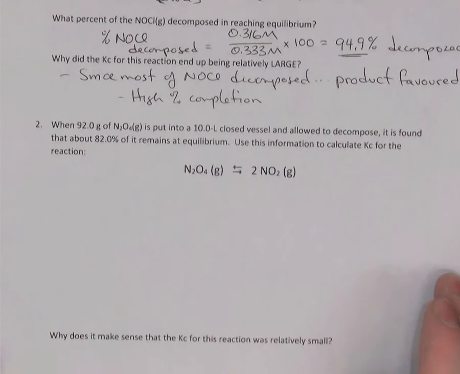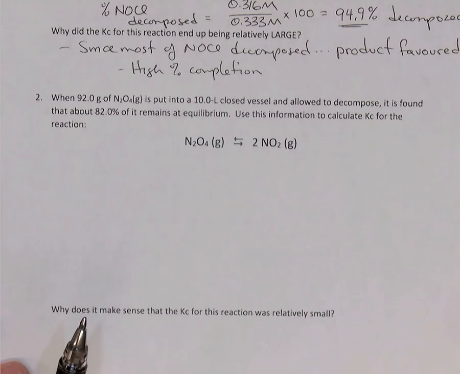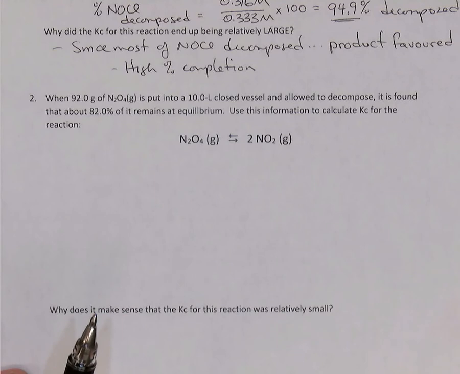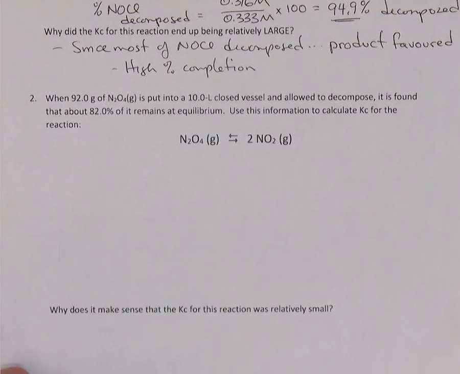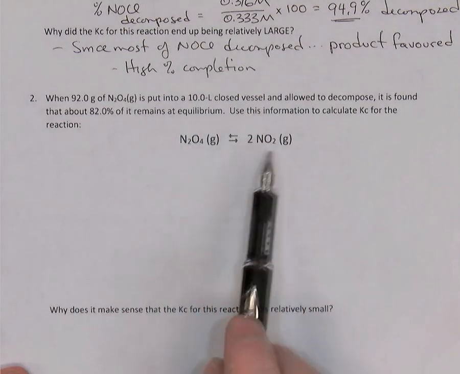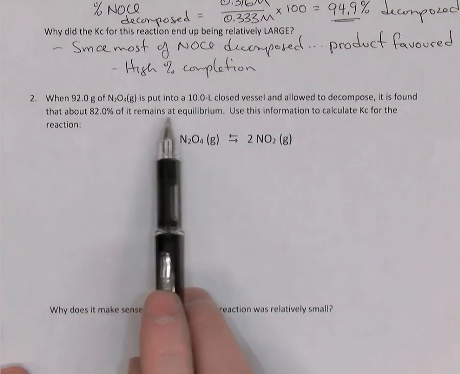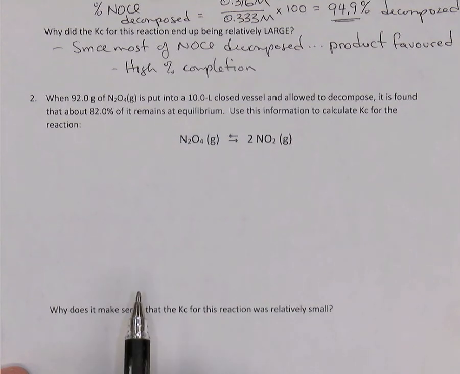Question number 2. You've got 92 grams of N2O4 in a 10-liter vessel. I already see there some annoying grams. I'm going to have to convert that to moles and then use the volume to get molarity. It was placed in the vessel and allowed to decompose. 82% remains at equilibrium. Calculate the Kc value.